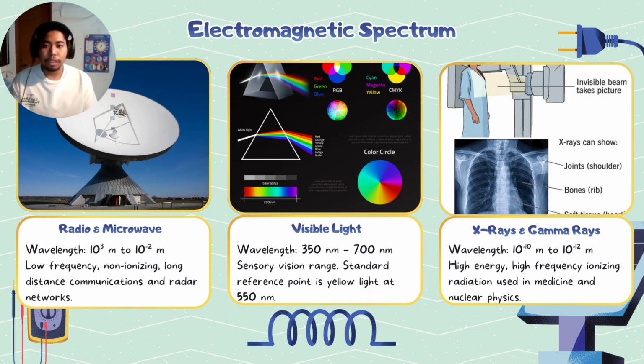Here, we see the continuous electromagnetic spectrum. It spans from long wavelength, low frequency radio waves used in communication, all the way to extremely high frequency X-rays and gamma rays. As wavelength decreases, frequency and photon energy increase dramatically. Notice how narrow the visible light spectrum is compared to the entire range.